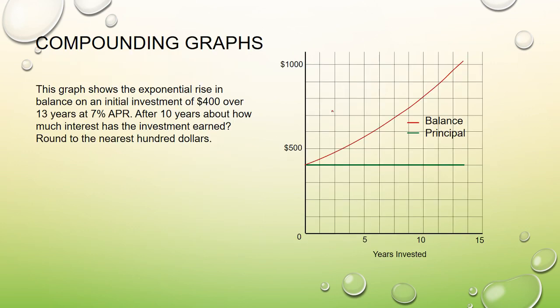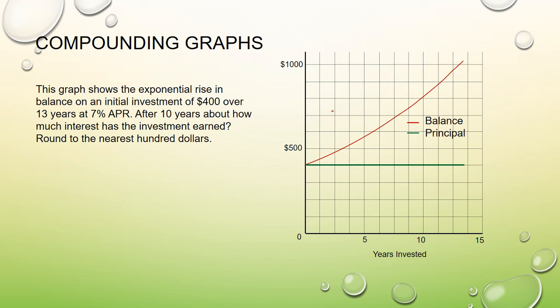Alright, now we're going to take a look at graphs. Compounding graphs. So this graph shows the exponential rise in balance on an initial investment of $400 over 13 years at a 7% APR. So we want to know how much interest the investment has earned after 10 years. So we're going to round to the nearest $100, and that's because in the workbook and checkpoint, you don't want to be off by a few dollars and get it wrong.